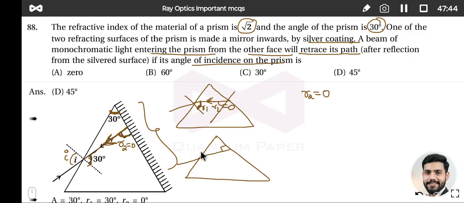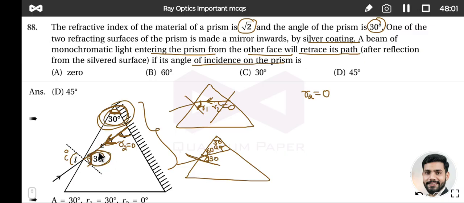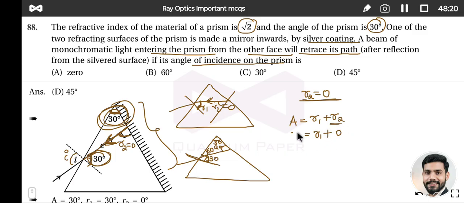So this is 90 and this angle is given 30. So 90 plus 30, 120. So the remaining angle is 60. But we want this angle. So this ray is normal. So total is 90. So the remaining angle is 30. That means this angle must be exactly equal to this refraction angle R. Otherwise, by using this formula also we can find out. We know that A is equal to R1 plus R2. So whenever it is coming back with the same path, in that case there is no refraction. That means R2 is equal to 0. Plus R1 we have to find out, and angle of prism is given already 30. So that means R1 is nothing but same as angle of prism, which is 30.